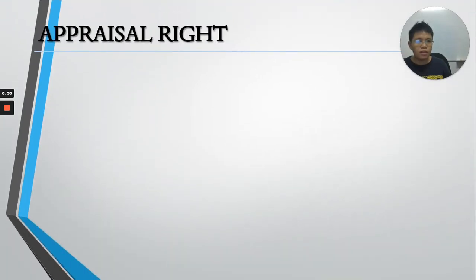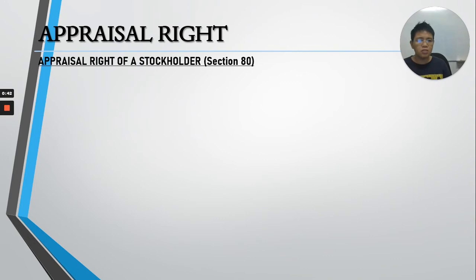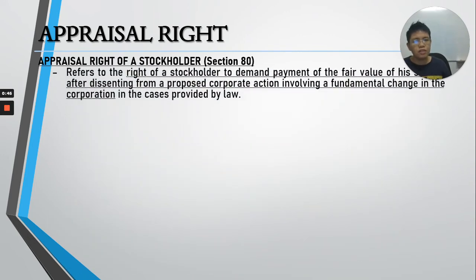As you have already noticed, we have referred to appraisal right in several of our discussions. However, this is defined only in Section 80. So, anong sabi sa Section 80? Sabi sa Section 80, appraisal right is the right of a stockholder to demand payment of the fair value of his shares after dissenting from a proposed corporate action involving a fundamental change in the corporation in the cases provided by law. So remember, in certain specific cases, may mga cases lamang wherein the law allows a stockholder to get out of the corporation even before it is dissolved.